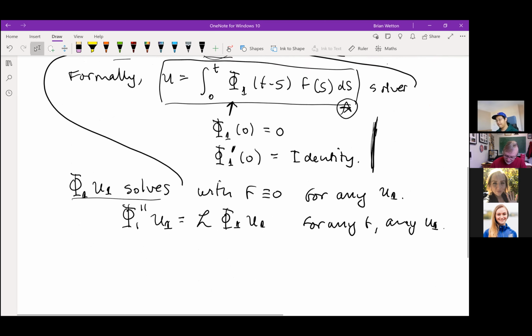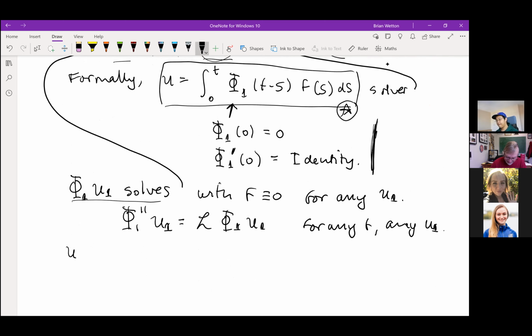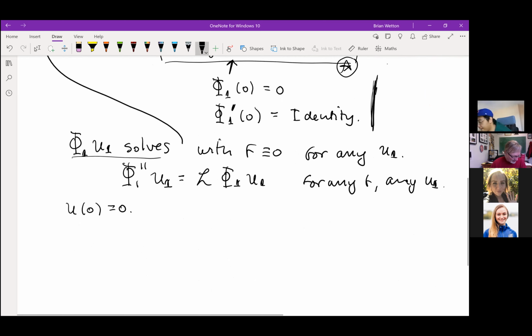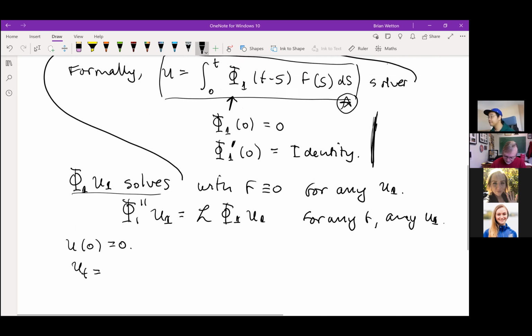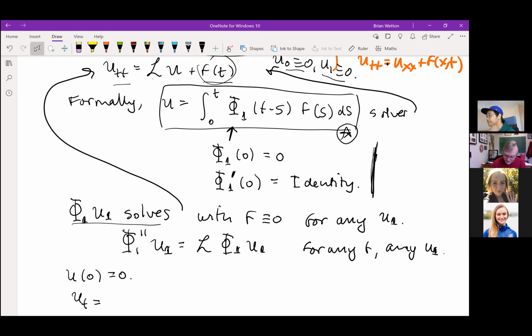If I just look at it, I can see right away that u at time 0 is 0, because I'm integrating from 0 to 0. Okay, that's good. Now let's take the time derivative of that thing. That's the star. t appears in 2 places. It appears here and here, right?